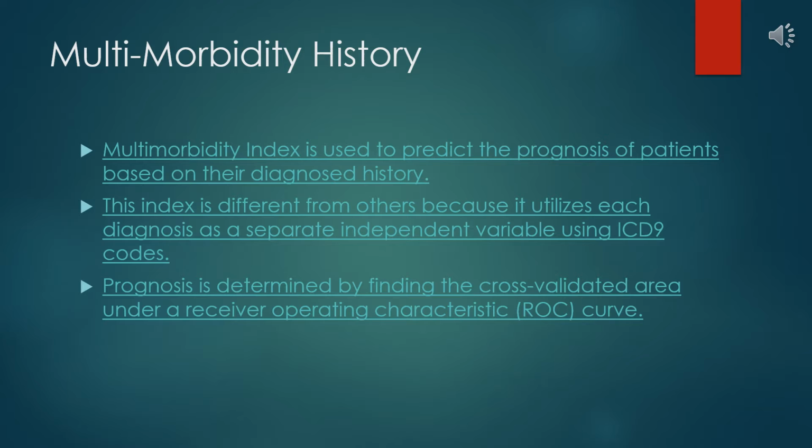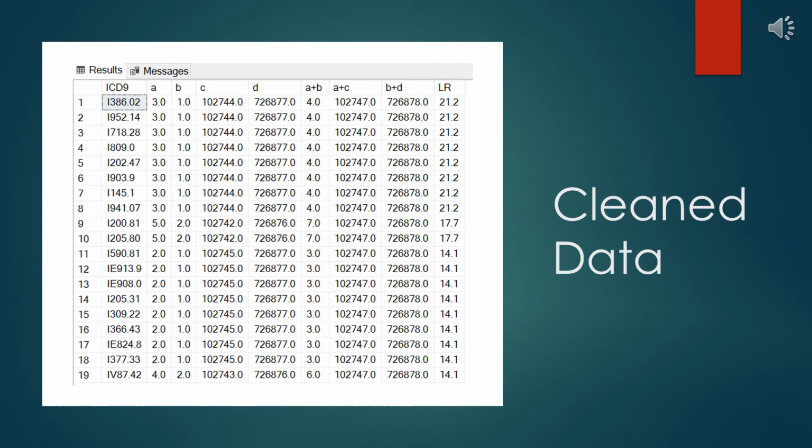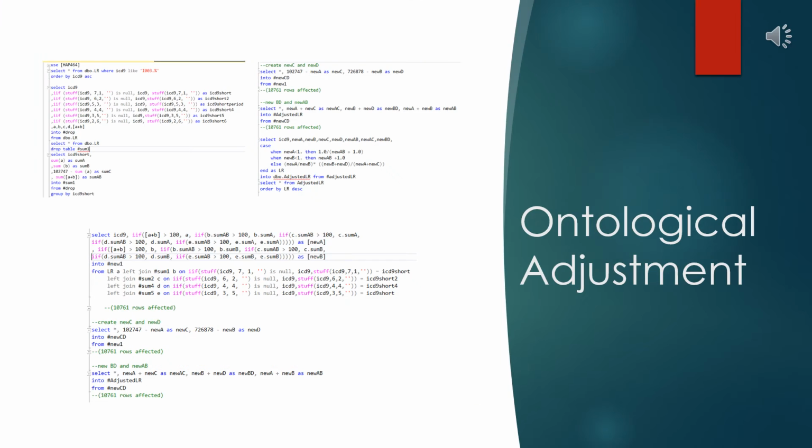ROC curve. So this is the data that was given, and this is what was cleaned through the past assignments, and this is what we will use to find the body system adjustments, the accuracy, and the likelihood ratios. So here we have the ontological adjustment codes. These are the codes that we use to make the adjusted likelihood ratios using the ICD-9 codes that were given to us.